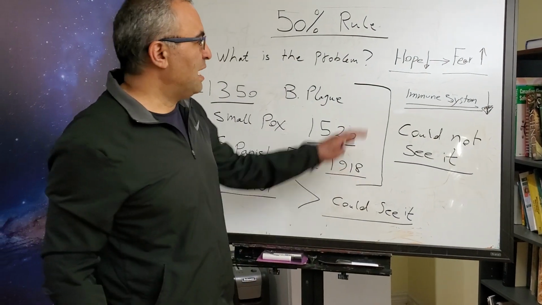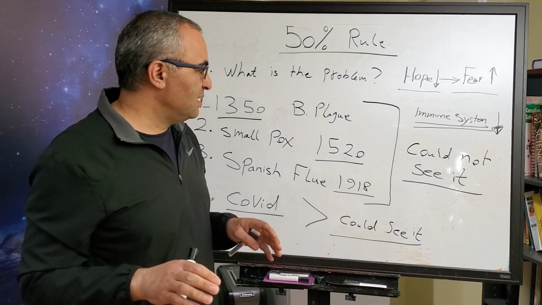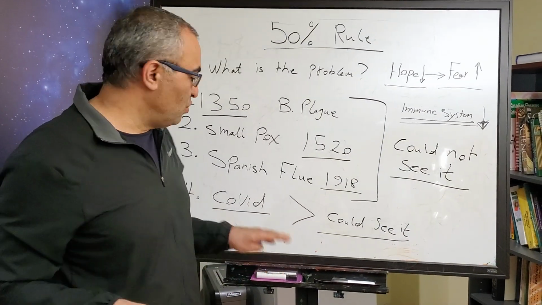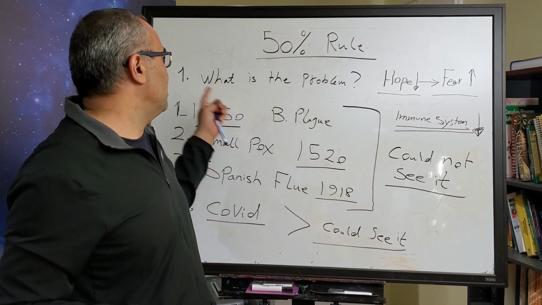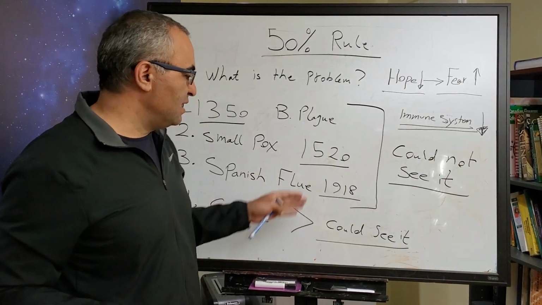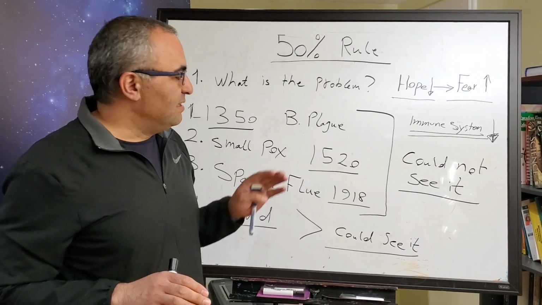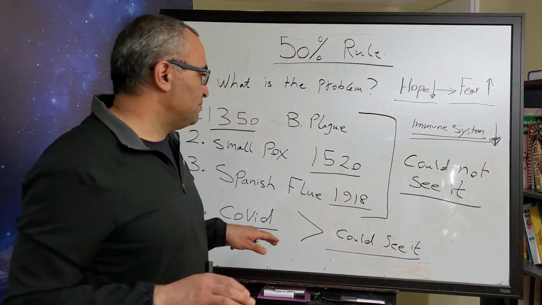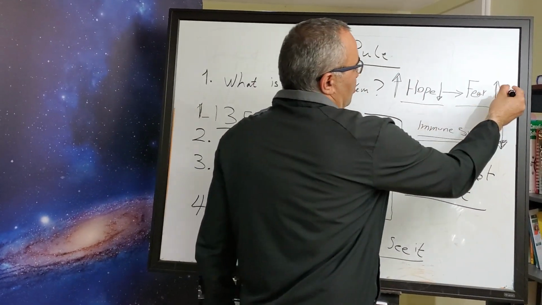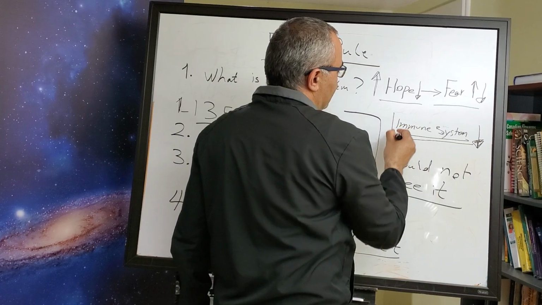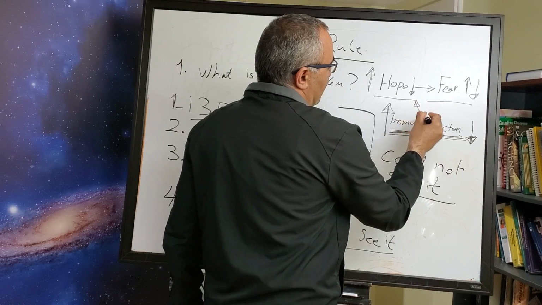So it's important to have hope that, like all the other pandemics, we will overcome this. And now we have a better chance to overcome it because we can see it. So once you ask the question, the 50% rule, what's the problem? The problem is the virus, that now we can see it, and there are hundreds of vaccines being worked on to solve this problem. And then your hope will go up, your fear will go down, and your immune system will go up. So your immune system is directly correlated to the hope.